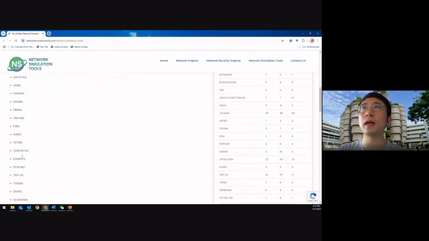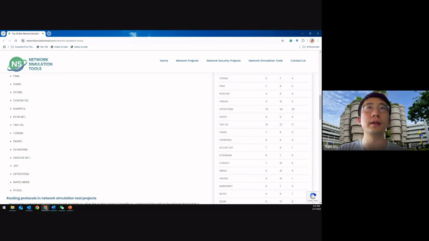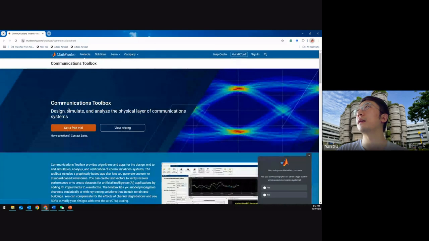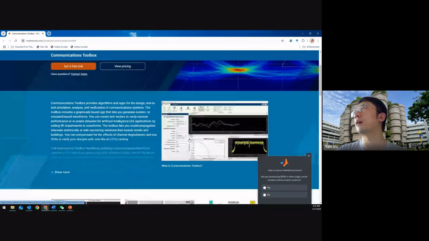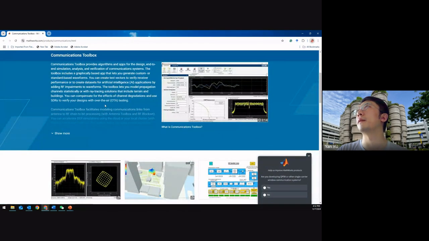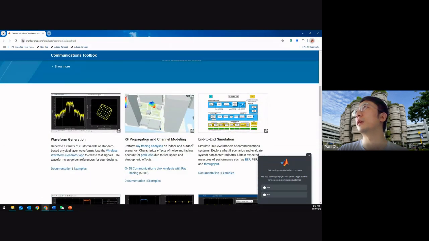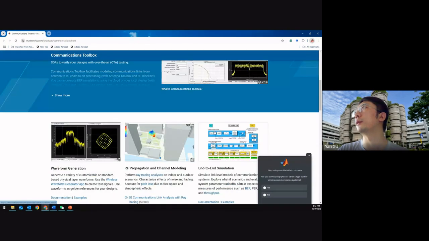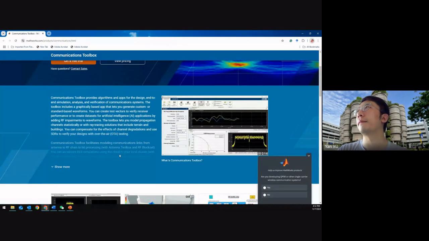Even MATLAB, I remember, has a toolbox to simulate communication systems, the so-called Communications Toolbox. I just did a quick search. You can see it here. It can also simulate the communication flow, different types of topology, and so on and so forth. You may try this as well.